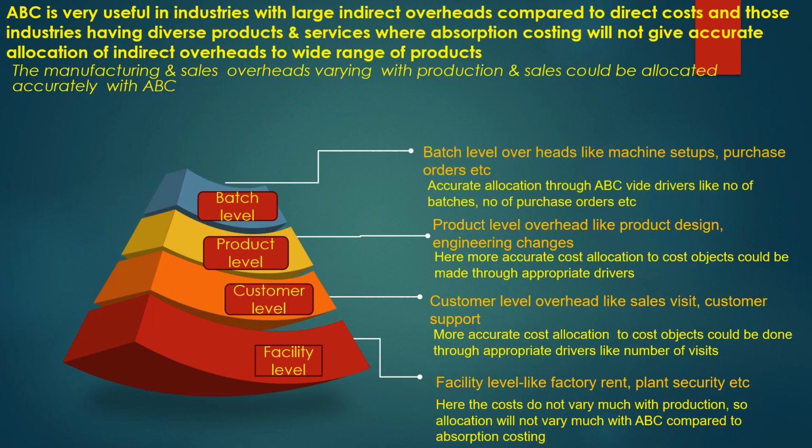Batch level overheads like machine setups, purchase orders, etc. Accurate allocation through ABC by drivers like number of batches, number of purchase orders, etc.